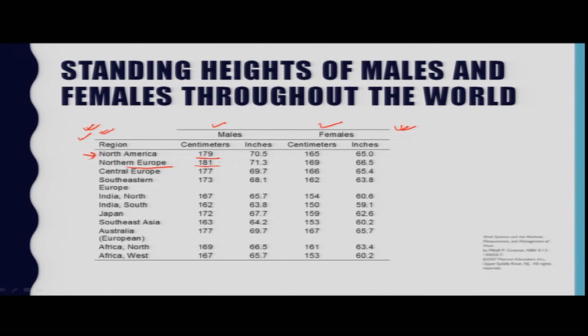So, these data are usually published not only to list mean values, but also to reveal the dispersion and the distribution. So, Central Europe is 177 and Southeastern is 173, India North is 167, and 162 for the southern part of India mostly. So, this is the data. You can see the difference between the standing heights of male and female throughout the world.